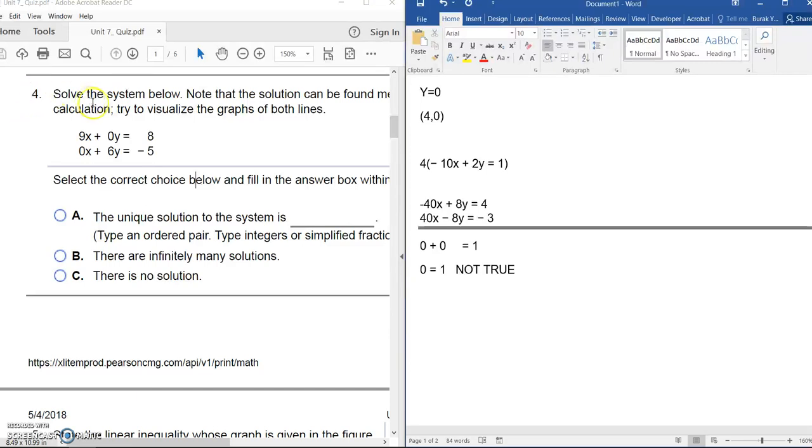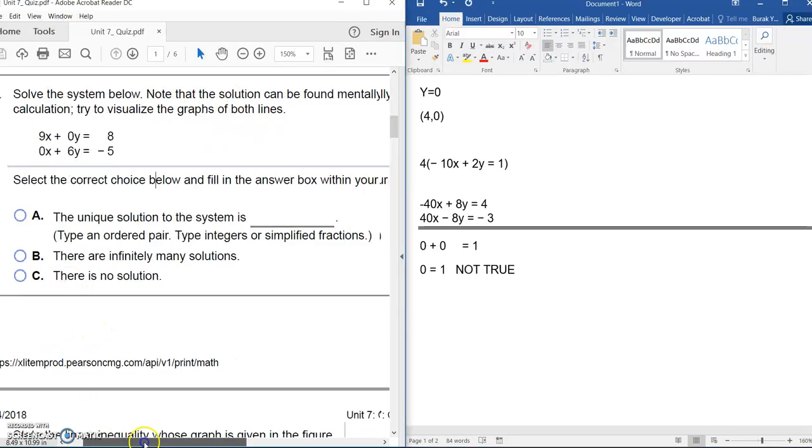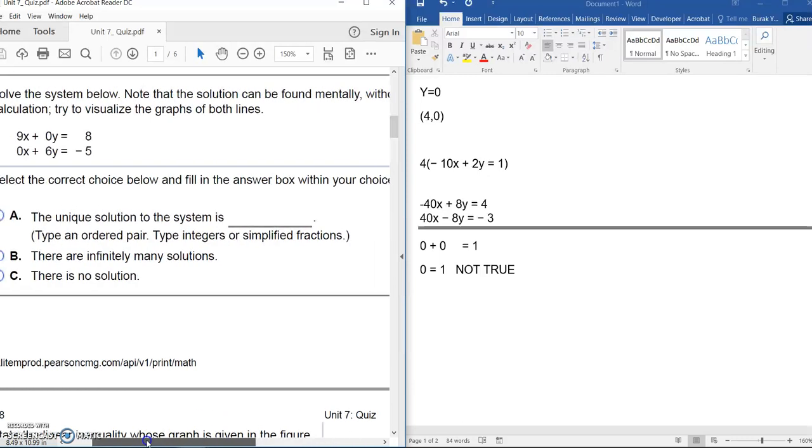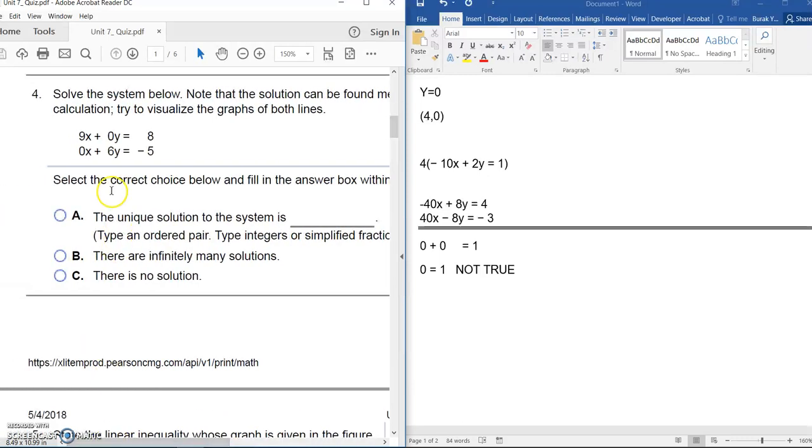Question 4, another system of equations. So here, just like the problem says, we can actually find the solution mentally without using a calculator or pen and pencil. So let's just try to do that. Since in the first equation the coefficient of y is 0, that means y is going to disappear. So you have only 9x equals 8.